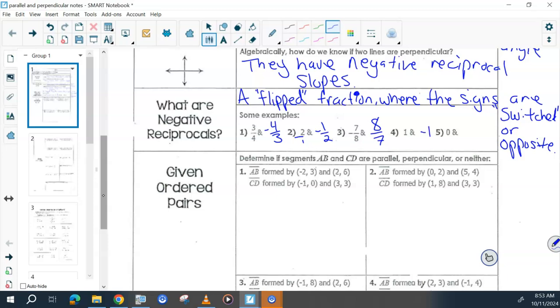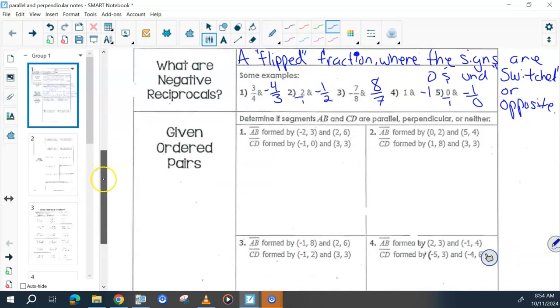Now this last one is a tricky one that we have to remember. If I have 0/1 and I flip it, what is negative 1/0? Someone said it: undefined. So we have to remember that 0 and undefined are negative reciprocals, which means they're perpendicular. Okay, so parallel lines have the same slope. Perpendicular lines have negative reciprocal slopes.